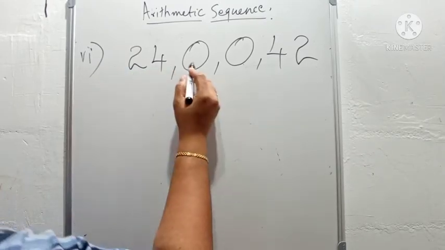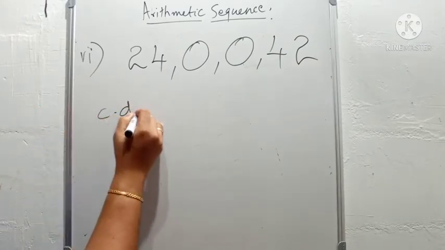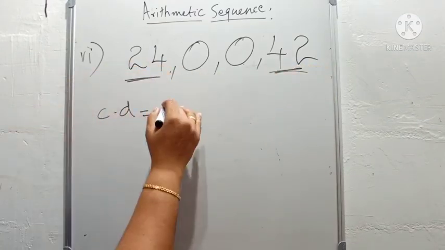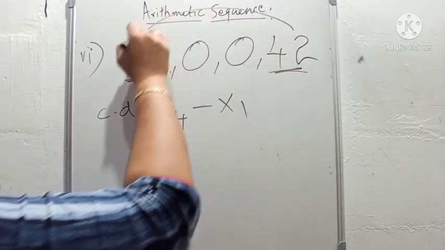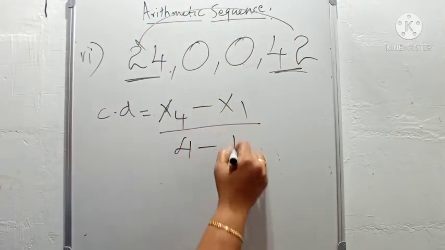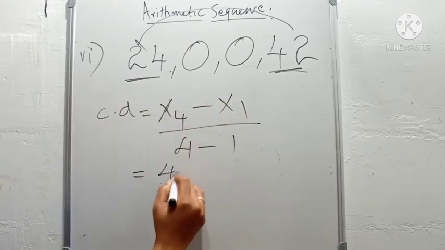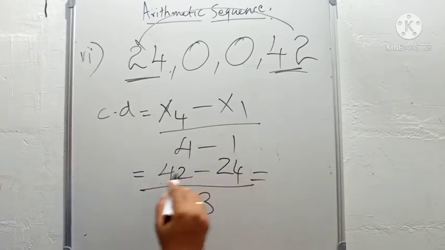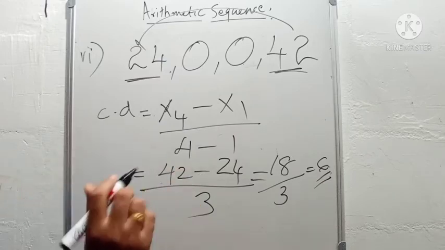Next question, 24, 2 circles, then 42. So how do we find the common difference? Here we have the fourth term and the first term. So x4 minus x1. Then what about their position difference? That is equal to 4 minus 1. So that is equal to 42 minus 24 divided by 3. 42 minus 24 is 18. 18 by 3 is equal to 6. So 6 is the common difference in this case.